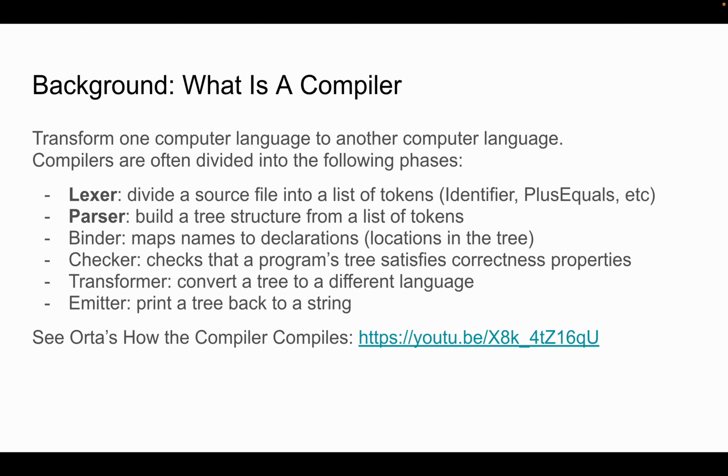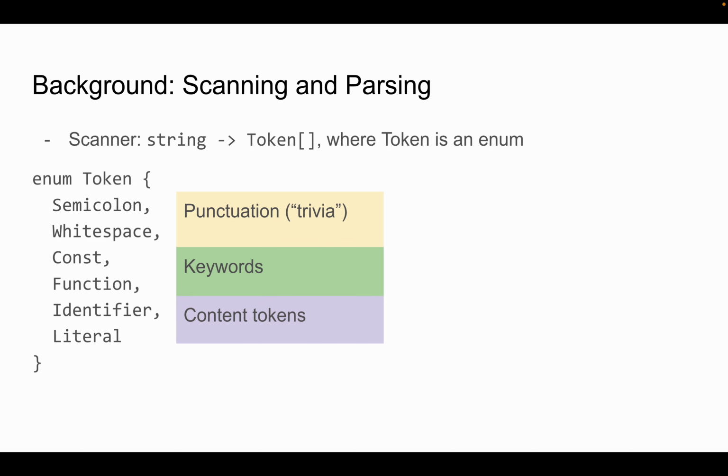So this is sort of the standard what is a compiler slide. Once again, Orta's video is a good place to understand this stuff. One note, I have Lexer here. I kind of switch back and forth between Lexer and Scanner and use them interchangeably. So a scanner is a process that takes a string, that's your source file, and returns a list of tokens. And a token is an enum that chunks up the source file in some way.